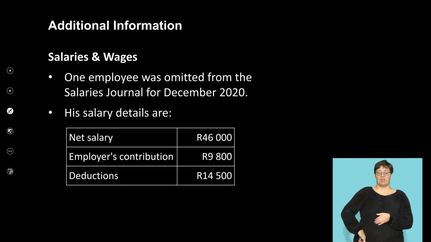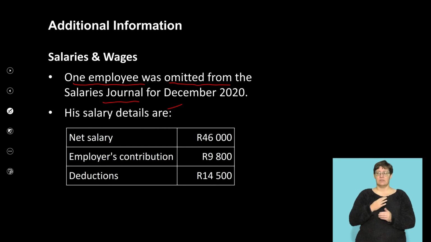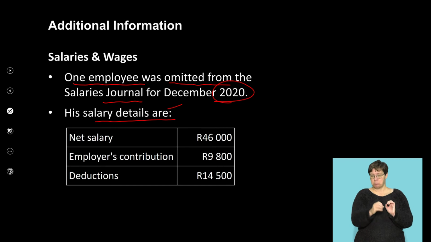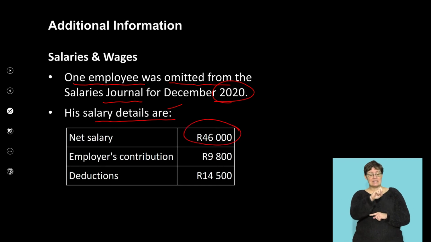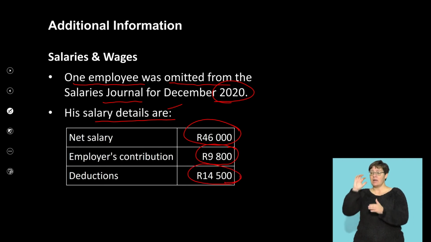Right, we move on now to the next adjustment, which is salaries and wages. Okay, what are we told? One employee was omitted from the salaries journal for December 2020. The salary details are as follows. Net salary was 46,000, employer contributions was 9,800, and the deductions was 14,500. Now, what do we know from salaries?